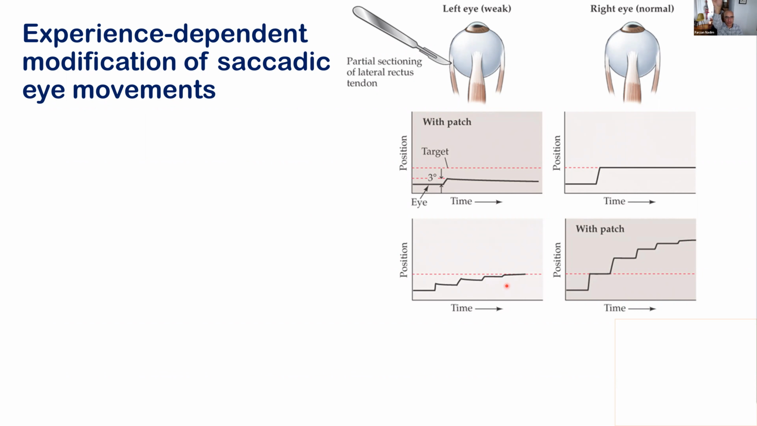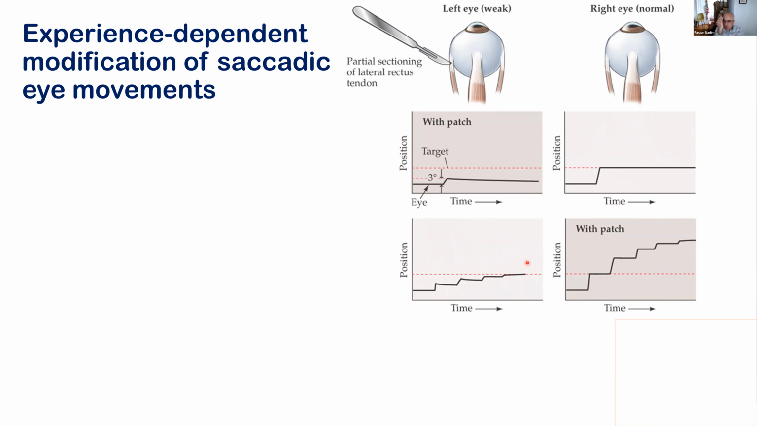So let's say a dot appears. So the animal fixates on a point in the screen, a dot appears somewhere else in the screen, and the animal is supposed to saccade to that point, and the head is fixed with a fixture, so the animal can't move its head. And it learns to do that.